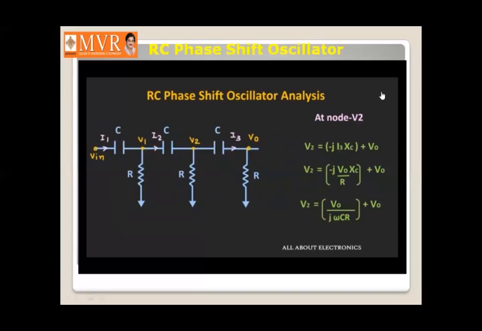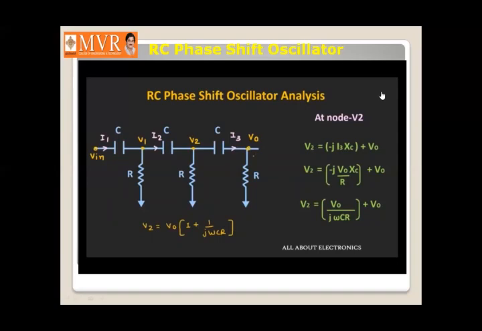Now if you look over here, this current I3 is flowing through this resistor R. That means this output voltage Vout is nothing but I3 times R, or we can say that this current I3 is equal to VO divided by R. And if you put the value of Xc as 1 by omega C, then we can write this expression of V2 as VO divided by j omega CR plus VO. That means V2 is equal to VO times 1 plus 1 by j omega CR. So in this way we got the expression of V2 in terms of the Vout.